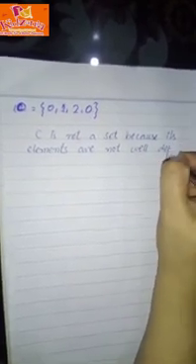So we write: C is not a set because its elements are not well defined. I hope you understood, students. So let's get started with our next part.